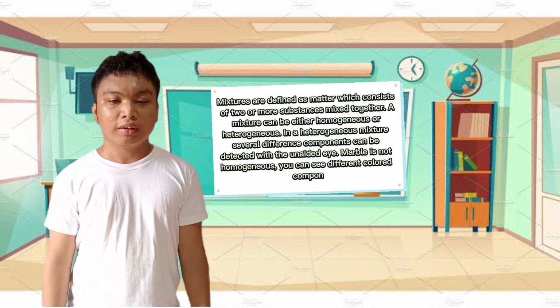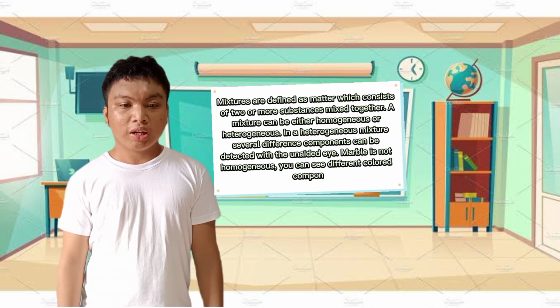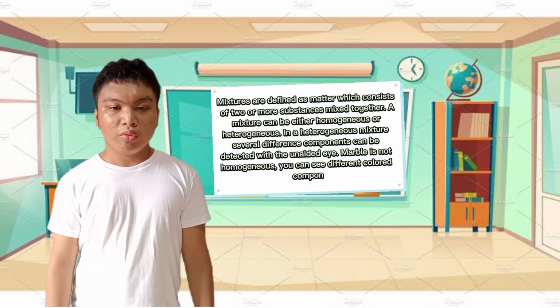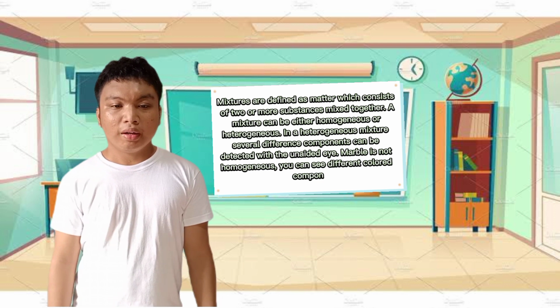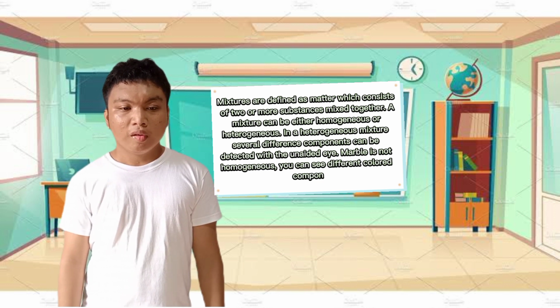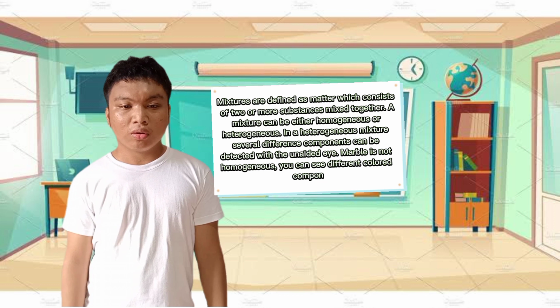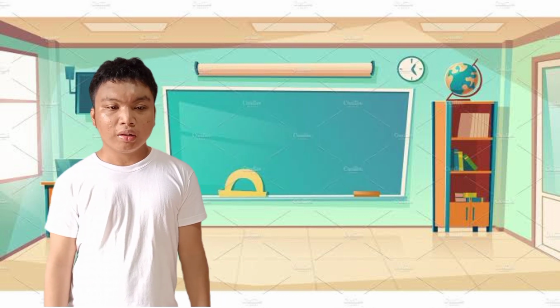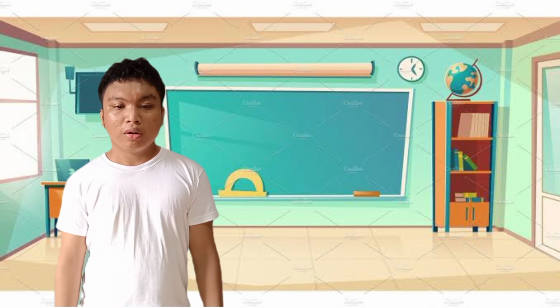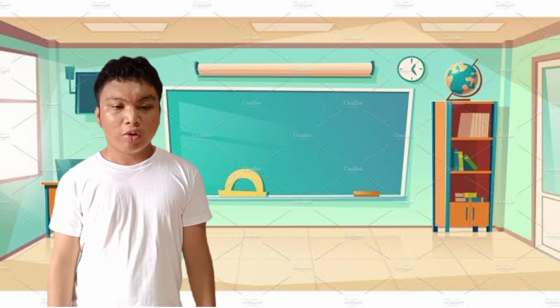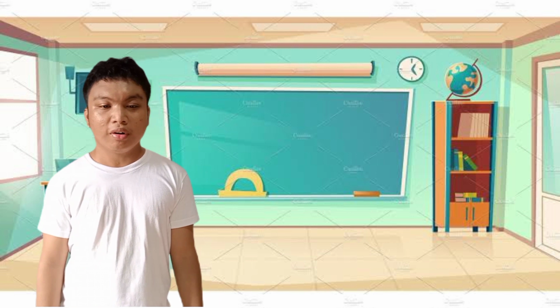A mixture can be either homogeneous or heterogeneous. In a heterogeneous mixture, several different components can be detected with the unaided eye. Marble is not homogeneous. You can see different colored components. However, salt dissolved in water produces a perfectly homogeneous mixture.